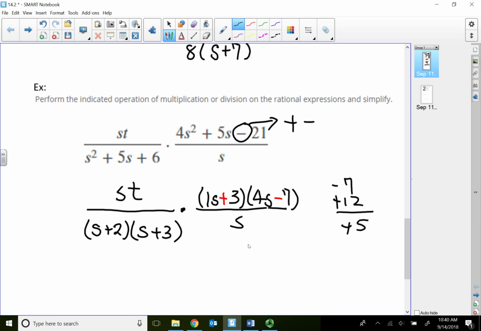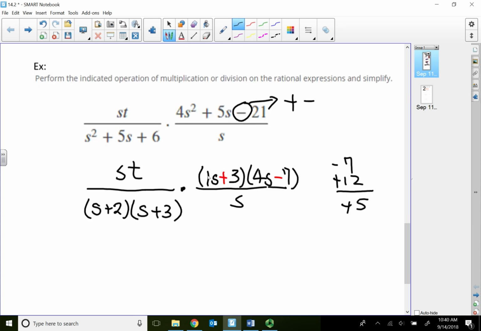All right, now let's reduce top and bottom. So I got s plus 3 on top and bottom. That can be reduced.